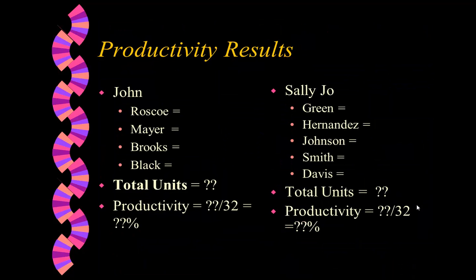So now I'd like you to take a moment and pause this lecture. Go back to slide 6 and figure out how many units each of the patients received throughout this day. Remember, 15 minutes equals 1 unit. Then total up the units and divide by 32 to get their productivity for the day. So for example, Roscoe was seen from 7:30 to 8:30, and then again from 12:30 to 1:30 on John's schedule. How many units would that be? So take a moment now and come back when you're ready.